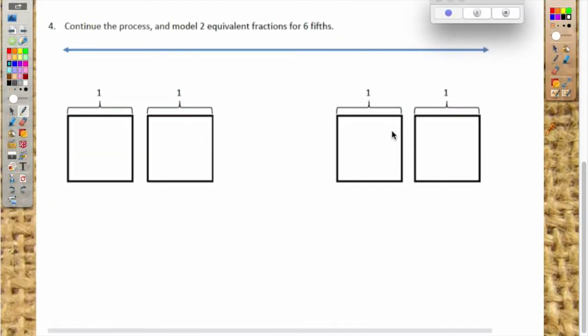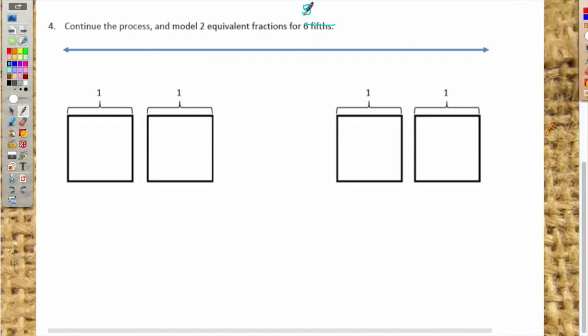Okay, for number 4, it says continue the process and model 2 equivalent fractions for 6/5. Because of Zern, I want to change this to 5/4, because I was watching someone Zern practice yesterday, and we had to model 5/4. So I thought, I'm going to prepare the children for that instead of what it says here, okay? So the first thing I want to do is write 5/4 as a fraction.